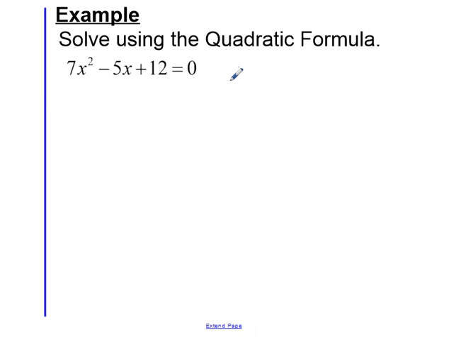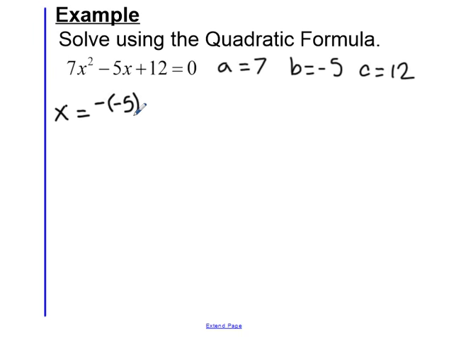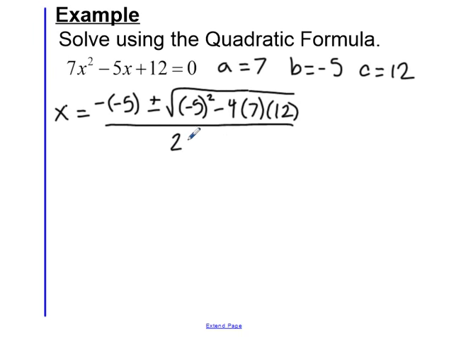So we're going to solve the quadratic 7x squared minus 5x plus 12 equals 0. A in this problem is 7. B is -5. And C is 12. Plug these values into the quadratic formula and I get -5. Remember, the negative in the formula, the 5 brings its own negative sign. Plus or minus the square root of -5 squared minus 4 times A times C, all divided by 2A.